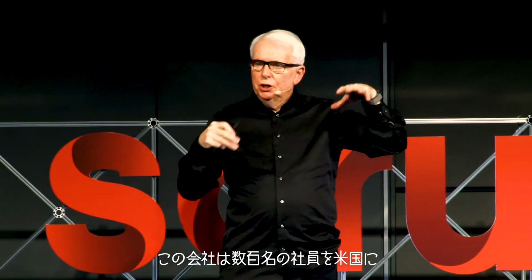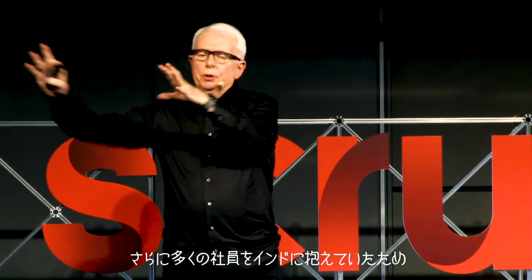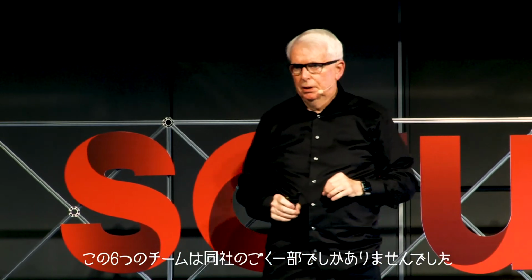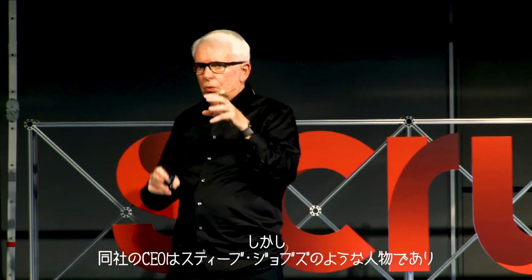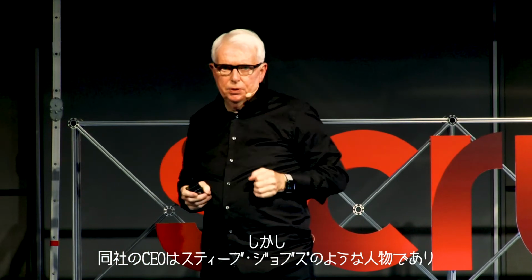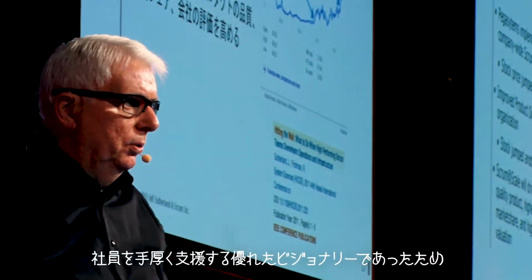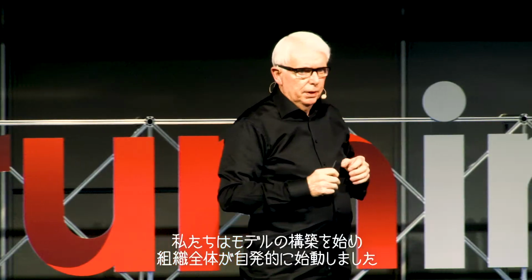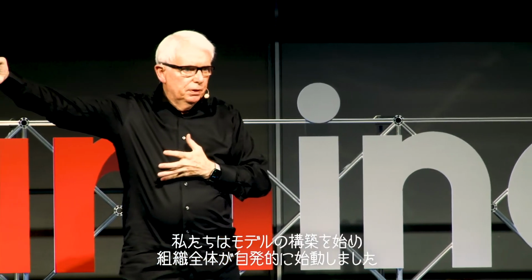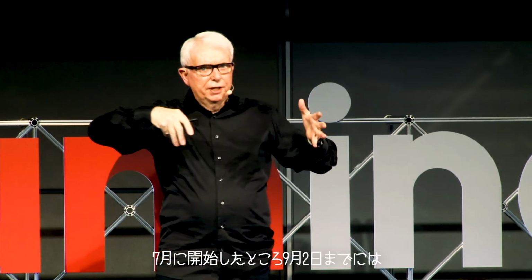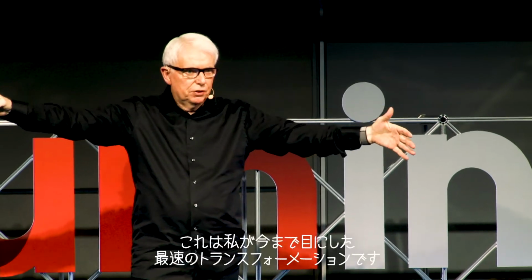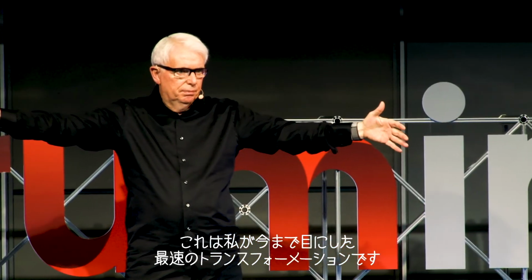The company had hundreds of people in the United States and even more people in India. So these 6 teams were just a really small piece of the company. But the CEO was a person like Steve Jobs, a great visionary who had tremendous support for the people. And so as soon as he said we're going to do Scrum, and we started to build the model, the whole organization spontaneously erupted. And we started in July, and by September 2nd, every person globally was doing Scrum. It's the fastest transformation I've ever seen.